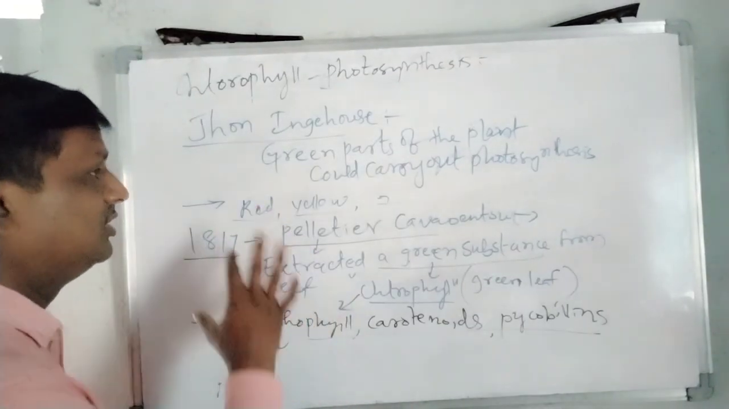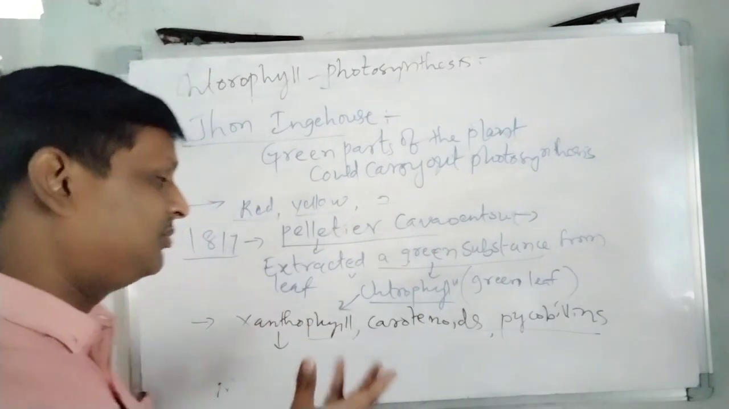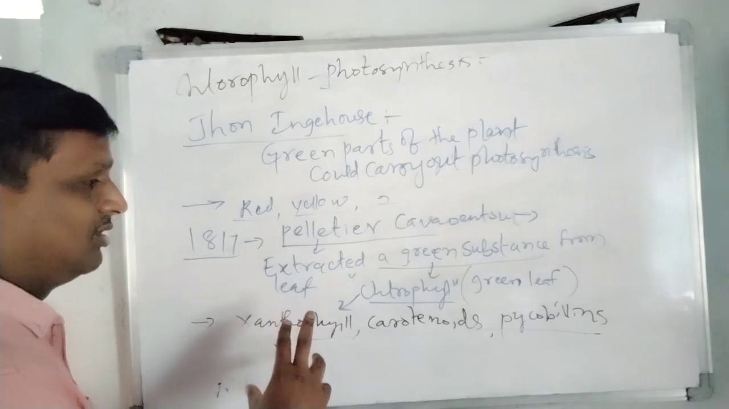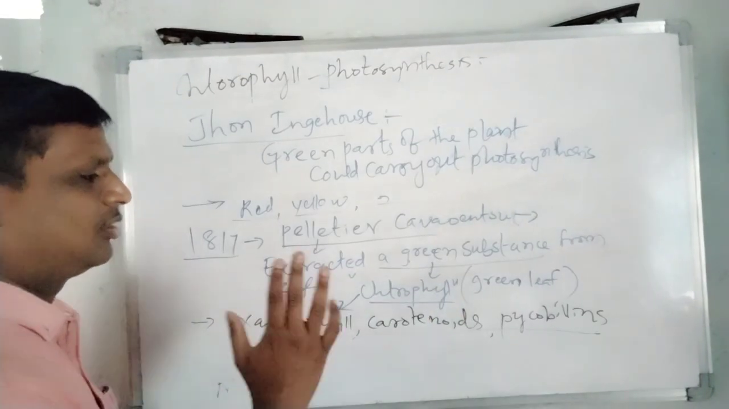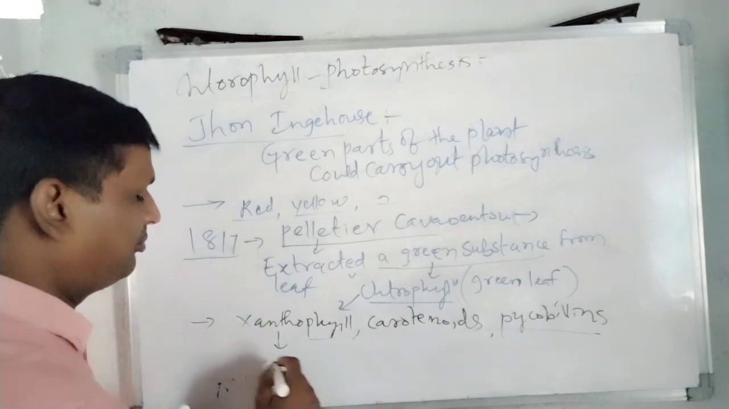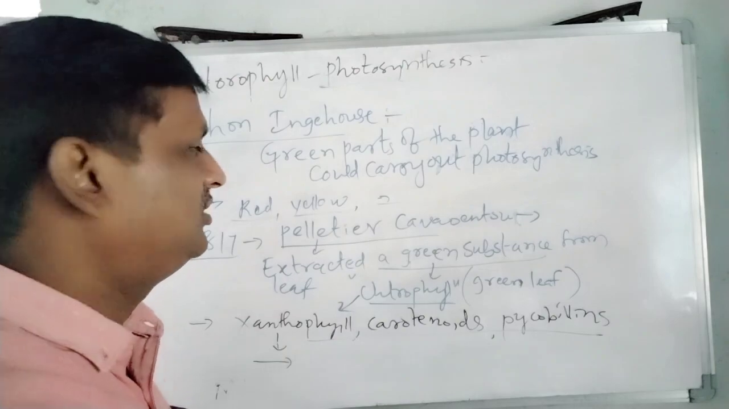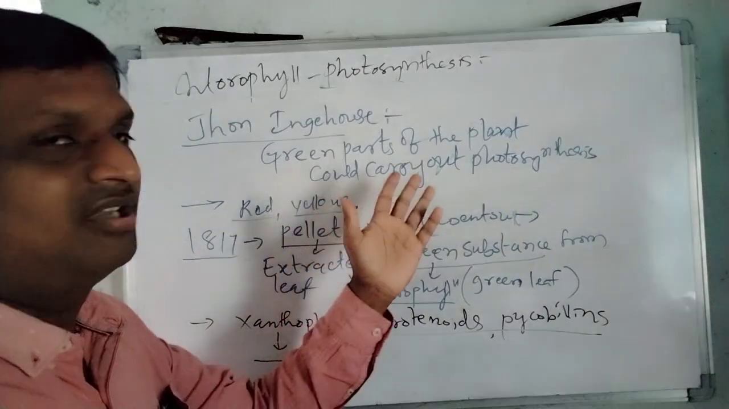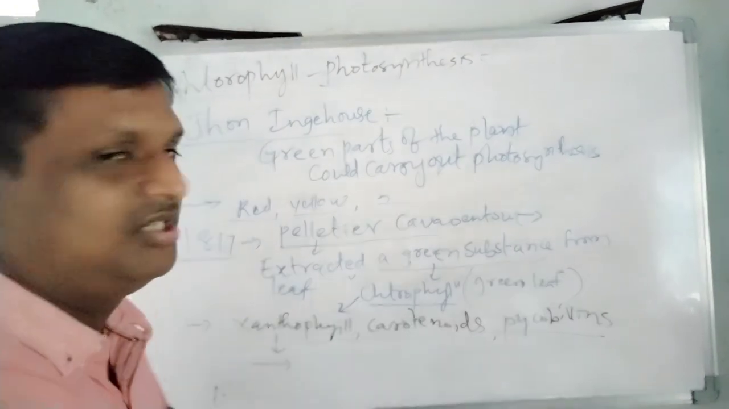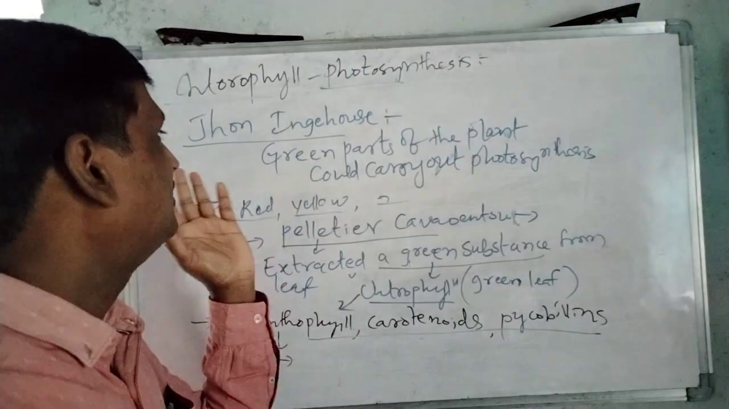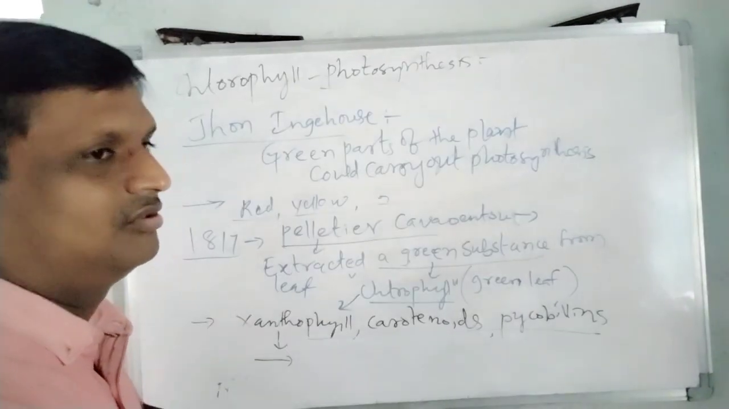That shows that not only green parts of the plants carry out photosynthesis, but besides chlorophyll, xanthophylls, phycobilins, carotenoids and some other pigments could also carry out the process of photosynthesis. With this, the question that was asked is answered by Pelletier and Caventou. So finally, this is the relationship between chlorophyll and photosynthesis. Okay, thank you.